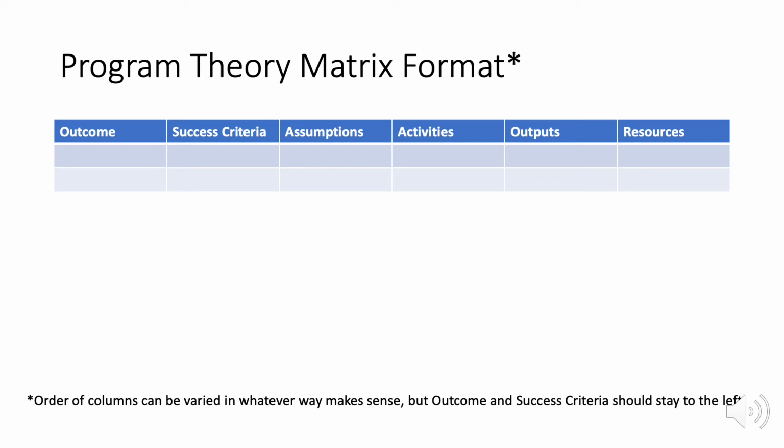The order of these columns here is not a requirement, but I would highly recommend keeping your outcome and success criteria to the far left, and then having everything else to the right of that. And you can rearrange it in whatever way makes the most sense, but those are the column headings that you need to have.